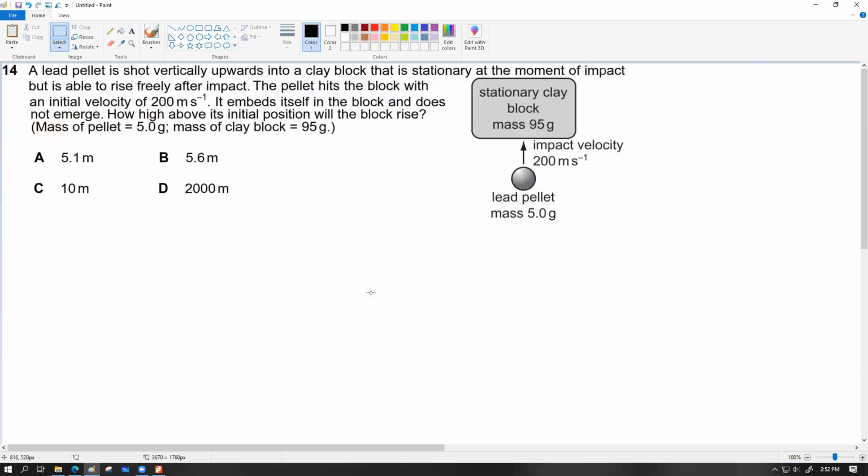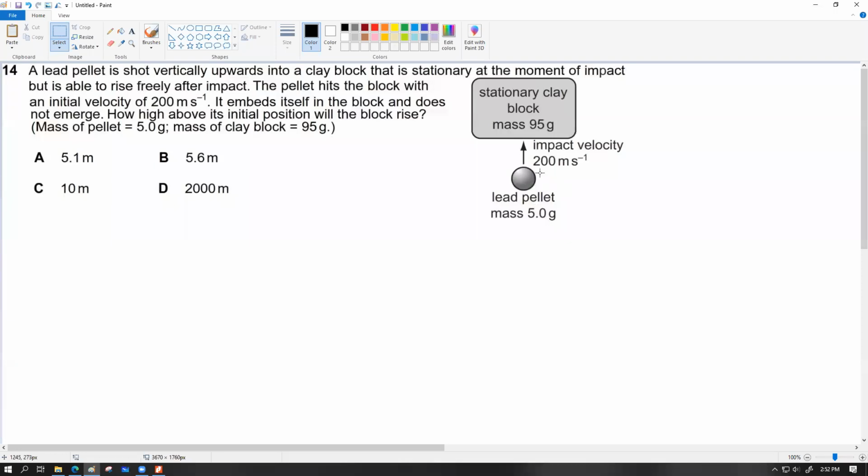আচ্ছা, এই প্রবলেমটা সলভ করার দুটো উপায় আছে। আমি দুটো উপায় বলতেছি, একটা হচ্ছে ভুল উপায়, একটা হচ্ছে কারেক্ট উপায়। প্রথমে ভুল উপায়টা বলতেছি। Let me tell you the wrong procedure to solve this math. The most common wrong procedure of this problem is that if you go for equating energy means that this lead pellet is rising up at 200 meters per second.